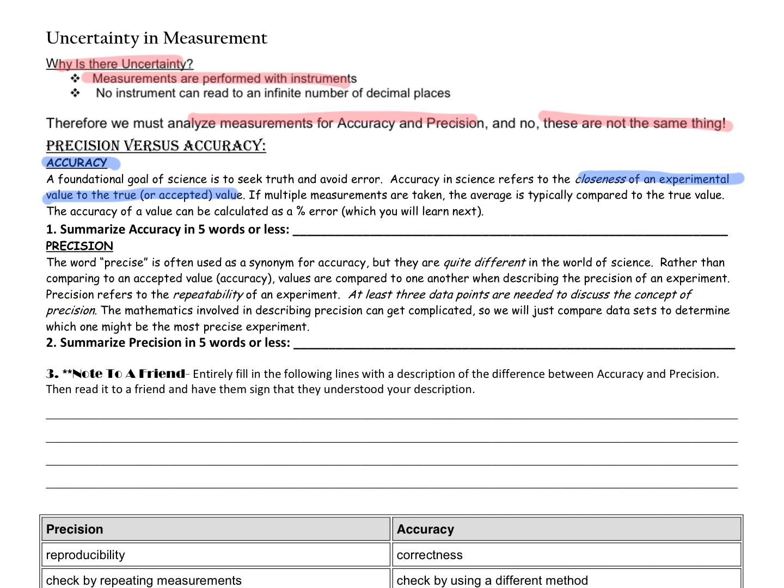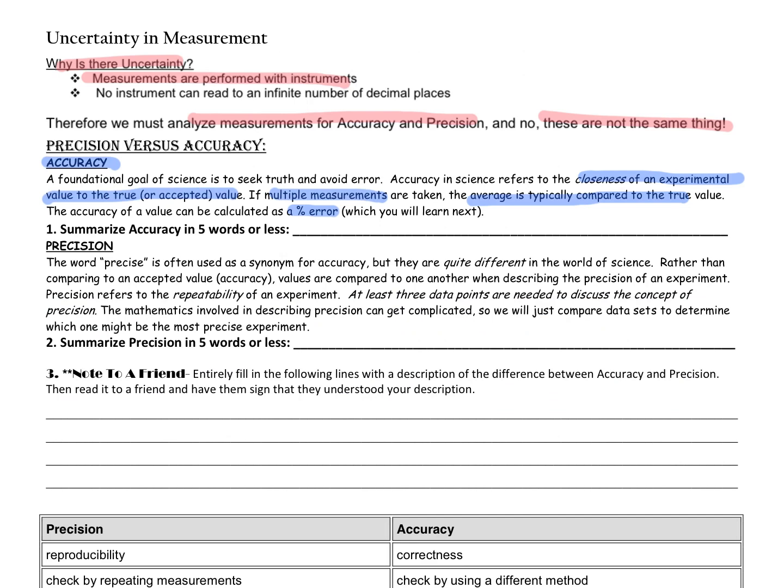So for accuracy, if we take multiple measurements, then we need to average them. Okay? And the accuracy of a value can be calculated as percent error. You already did that in one of your labs, and we'll cover that again tomorrow. Your summary will be part of your homework.